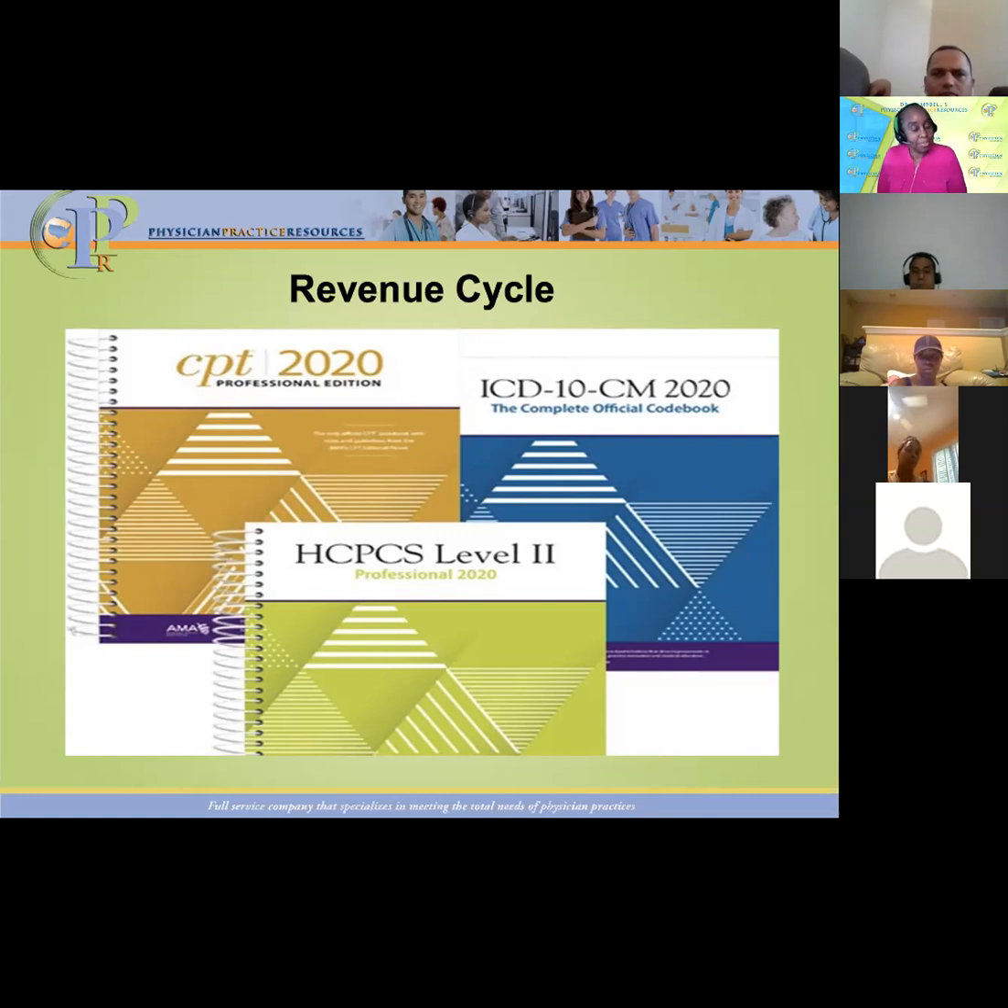What's the charge master? Where all the fees are. Where the fees are, and how do the fees get from the charge master to the claim form? By coding using the correct CPT code.